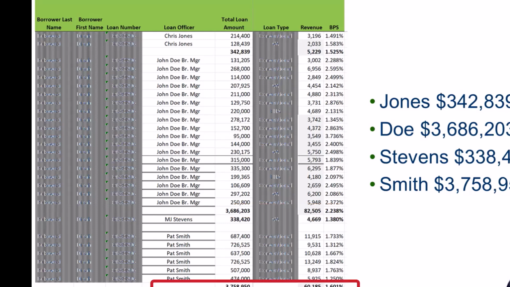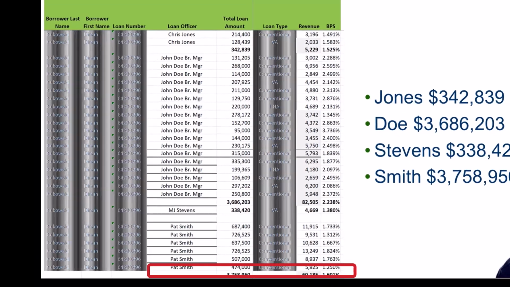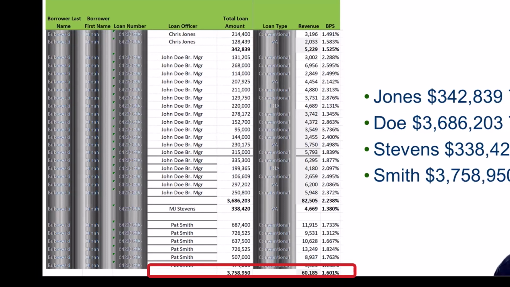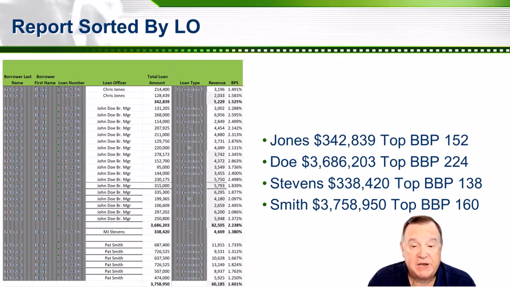MJ Stevens only closed one loan for $338,420 and only brought in revenue of $4,669, reflecting only a top business blood pressure number of 138. Another discounter. Lastly, Pat Smith closed $3,758,950 with revenue of $60,185, resulting in the top business blood pressure of 160. A reminder here, the whole branch closed 8.1 million and had a consolidated top business blood pressure number of 188.